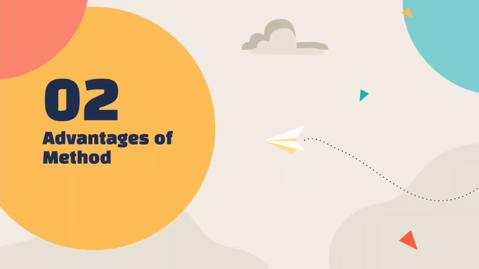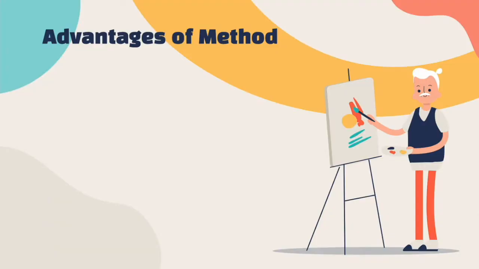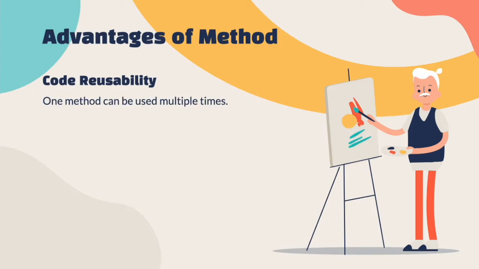Next is advantages of methods. So there are 2 advantages of methods. The first one is code reusability. Code reusability meaning that one method can be used multiple times over and over again. So you can write a method once and use it multiple times, so you do not have to rewrite the entire code every time. Think of it as write once, reuse multiple times.